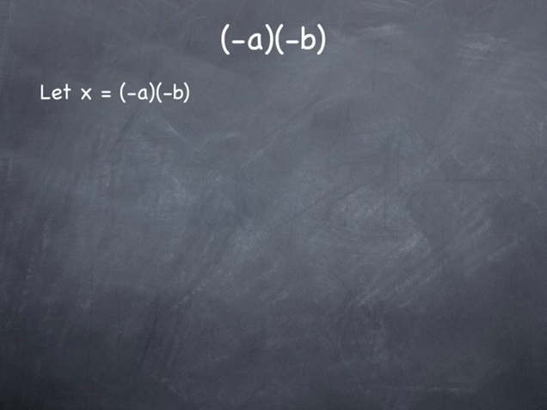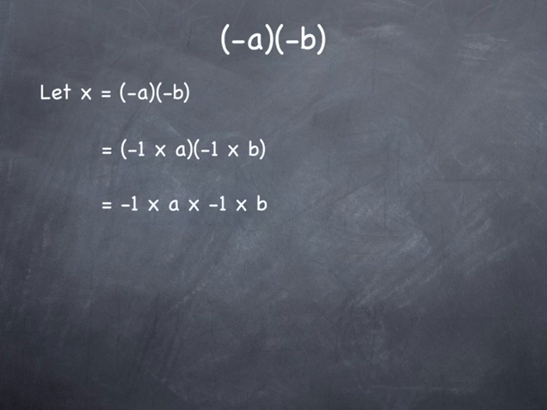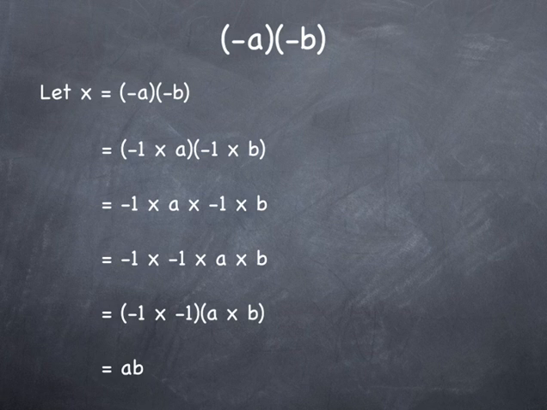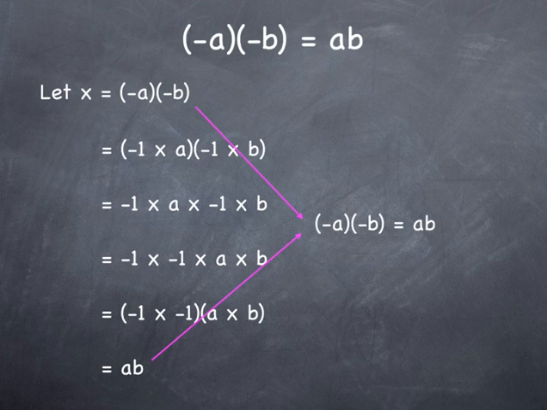Let x equal negative a times negative b. This is equal to negative 1 times a times negative 1 times b. Because multiplication is associative, we can remove the parentheses and get negative 1 times a times negative 1 times b. Multiplication is also commutative, which means we can reorder the terms however we wish and get negative 1 times negative 1 times a times b. And we already agreed that negative 1 times negative 1 is positive 1, which means our answer is a times b. In other words, negative a times negative b equals a times b.